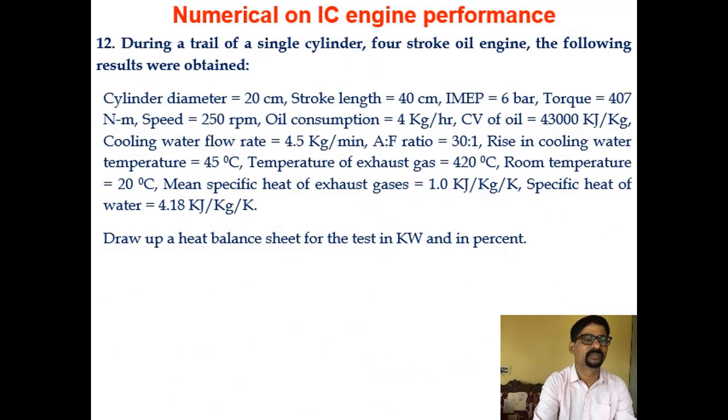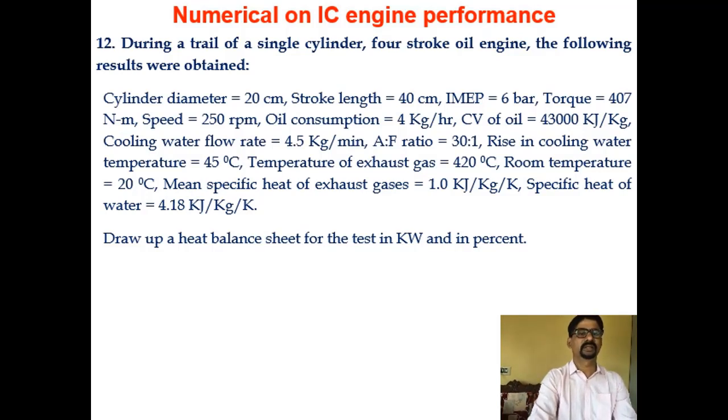Now let me discuss this problem. During a trial of a single cylinder 4-stroke oil engine, the following results were obtained. Cylinder diameter 20 cm, stroke length 40 cm, IMEP 6 bar, torque 407 Nm, speed 250 rpm, oil consumption 4 kg per hour, CV of oil 43,000 kJ per kg, cooling water flow rate 4.5 kg per minute, air fuel ratio 30:1, rise in cooling water temperature 45 degrees Celsius, temperature of exhaust gas 420 degrees Celsius, room temperature 20 degrees Celsius, mean specific heat of exhaust gas 1.0 kJ per kg per Kelvin, specific heat of water 4.18 kJ per kg per Kelvin. Draw up the heat balance sheet for the test in kilowatt and percentage.